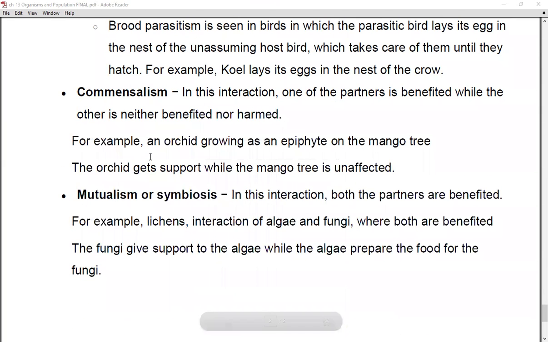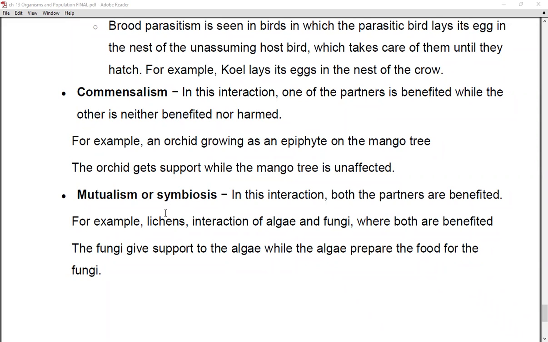The fourth one is commensalism. Commensalism is the interaction where one of the partners is benefited while the other is neither benefited nor harmed. So here two partners are there. Amongst them, one is benefited, but the second one is neither benefited nor harmed. The example of it is an orchid growing as an epiphyte on the mango tree. The orchid gets the support while the mango tree is unaffected, right?